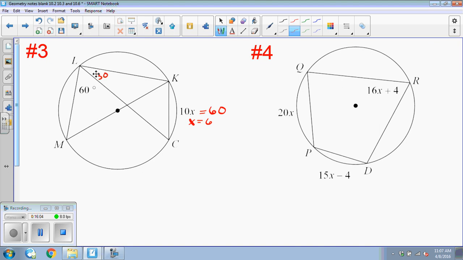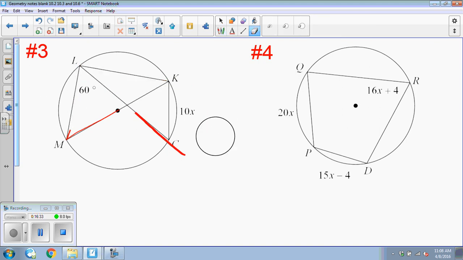The route I took, you don't understand this? Okay, this is an inscribed triangle where a diameter is one side, so this has to be a 90-degree angle. So if this is 60, this has to be 30, right? So this 30-degree angle creates this arc. So if this is 30, the arc has to be 60. So 10x equals 60. Okay, so that was one way to work it.